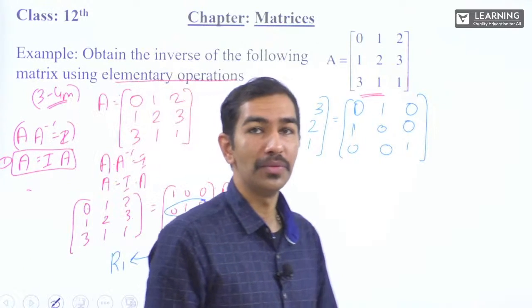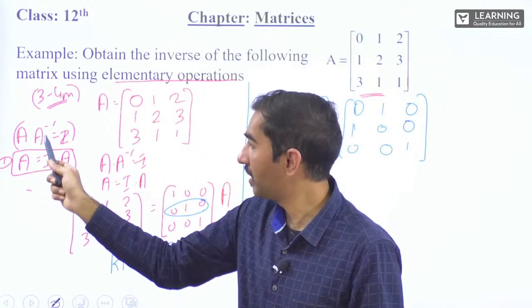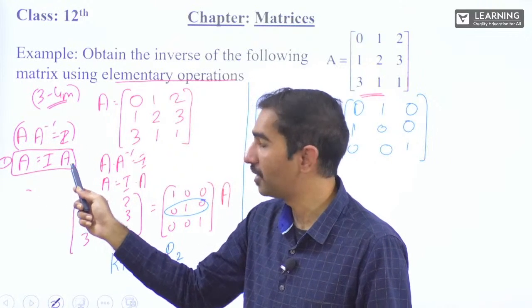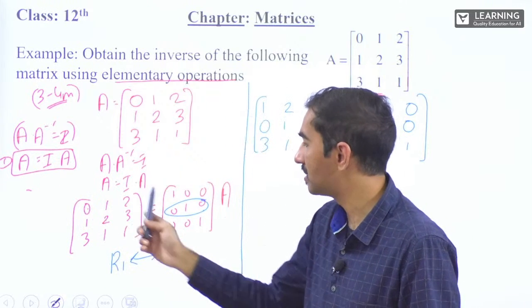Students, to find the inverse, which identity will we be using here? A dot A inverse is equal to I. A inverse we'll send to this side: A is equal to I dot A. We'll be substituting the matrices now. A matrix is written as it is, I matrix is written as it is.